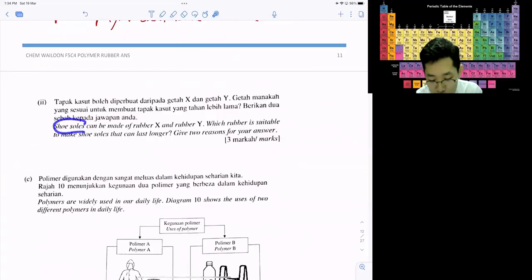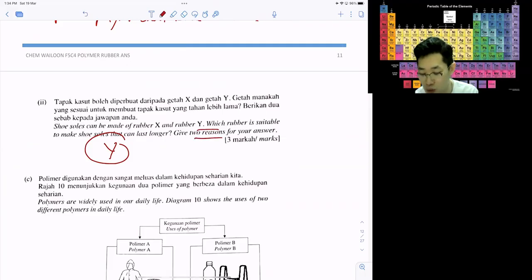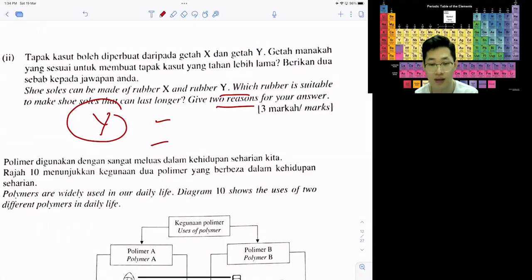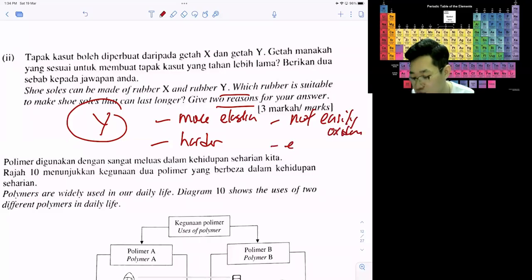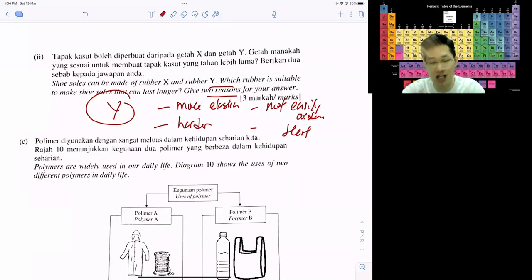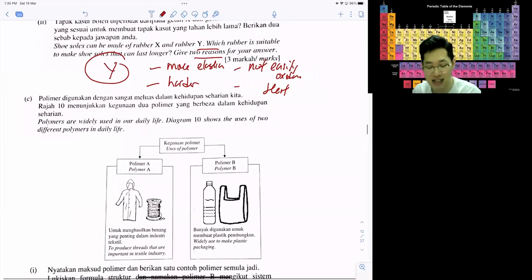So shoe soles can be made of rubber X and rubber Y. Which rubber is suitable to make the shoe soles that last longer? So last longer, then we have to use Y. Give 2 reasons. Why use rubber Y? More elastic, harder, not easily oxidized, and resistance to heat. Like that, just throw the opposite answer. When they say bad thing, you give the opposite. When they say about good thing, vulcanized rubber, you just give the valid answer.